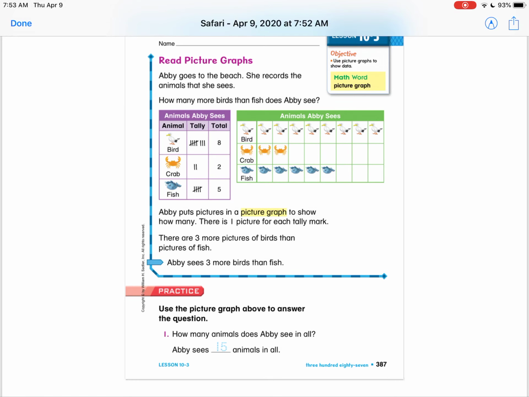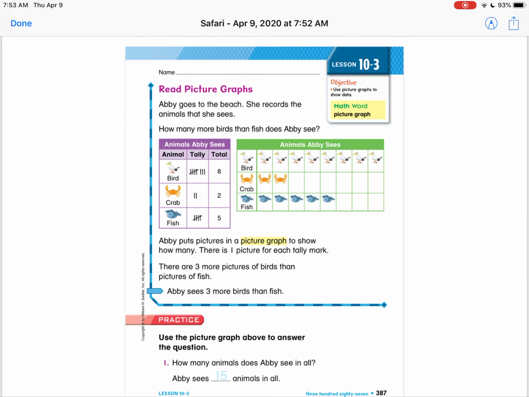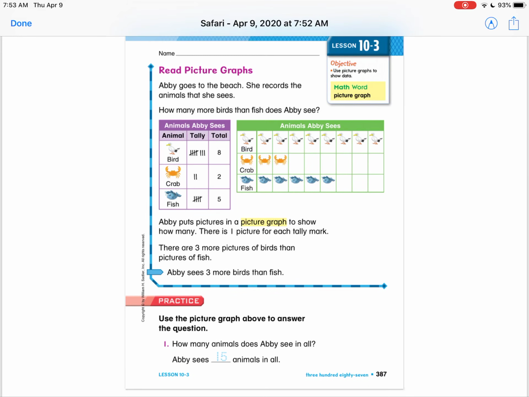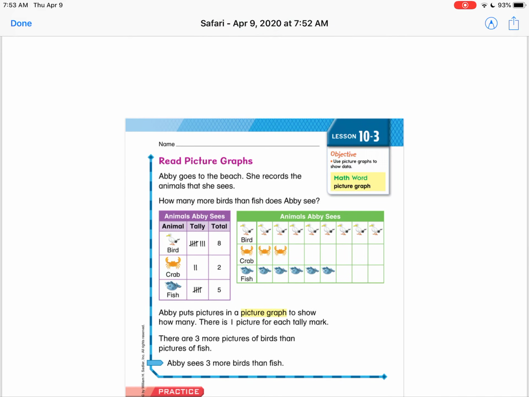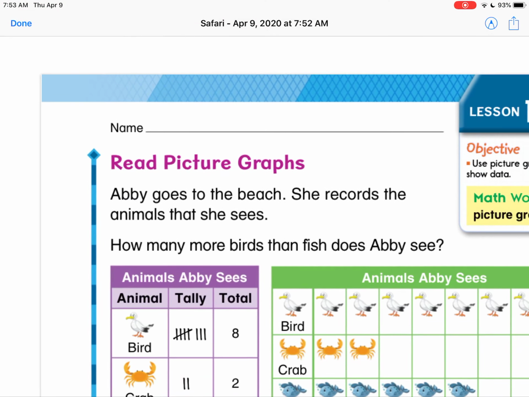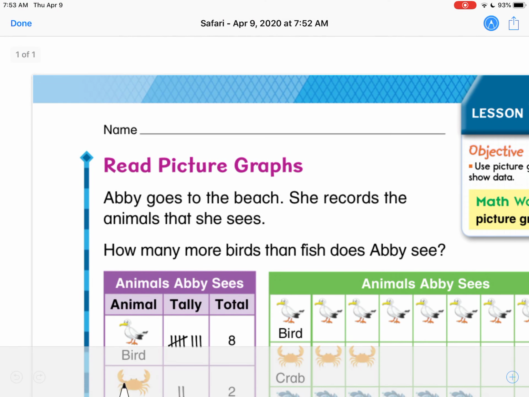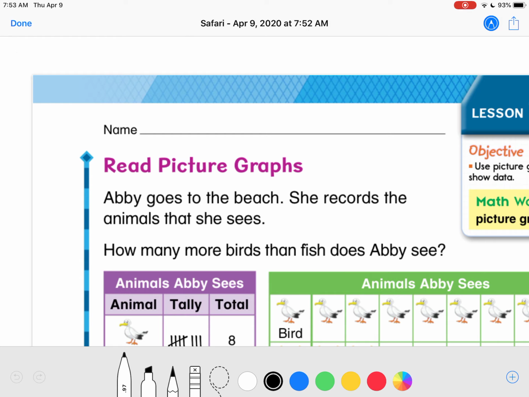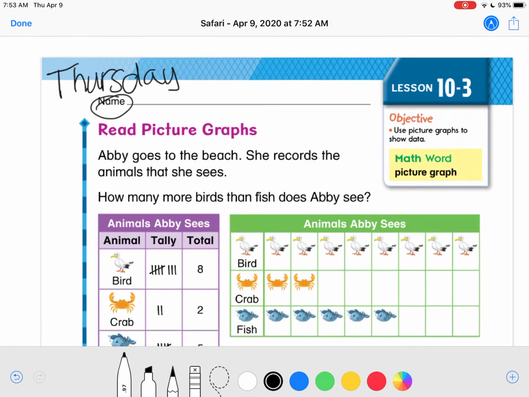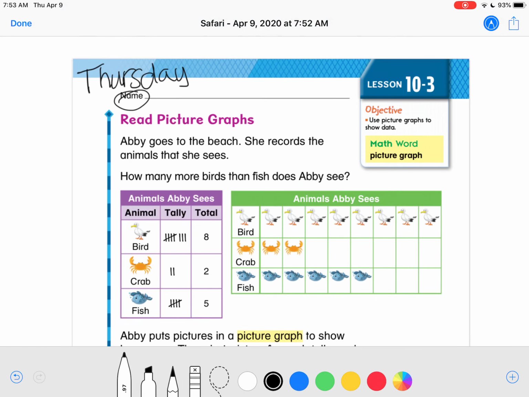All right, good morning, boys and girls. Today we are on page 387. If you are in your actual math book, remember I would like for you to please write at the top, Thursday. You can write THURS period, that's the abbreviation for Thursday, or you can continue to spell it out. Don't forget to write your name at the top. It's good practice. Are you writing your first and your last name?